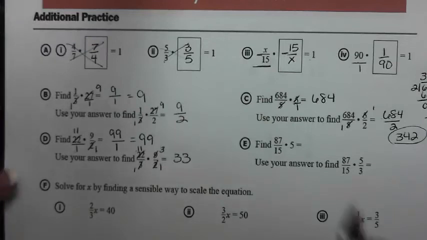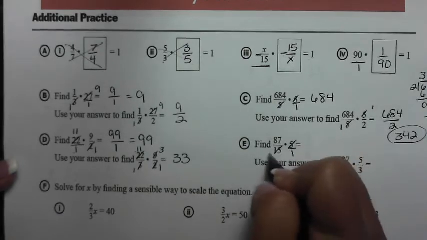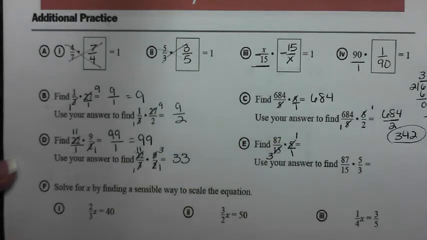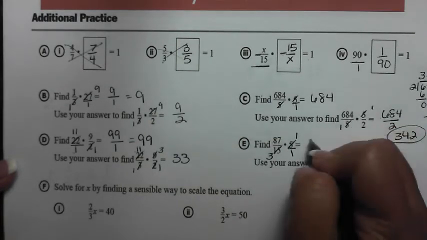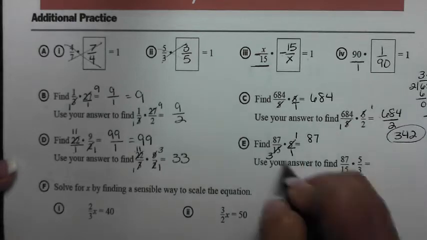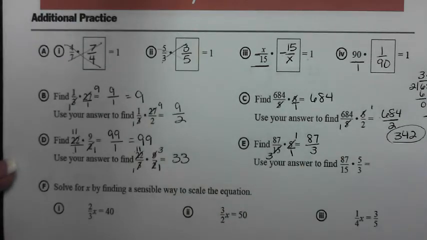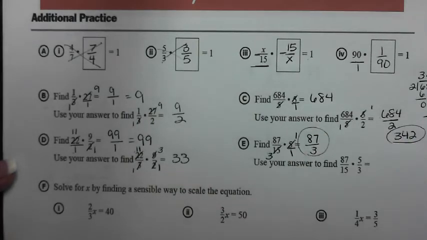Okay, for E, make that whole number a fraction. 5 goes into 15 3 times. 5 goes into 5 once. We're multiplying straight across. 87 times 1, 87. 3 times 1, 3. So our answer is 87 over 3.